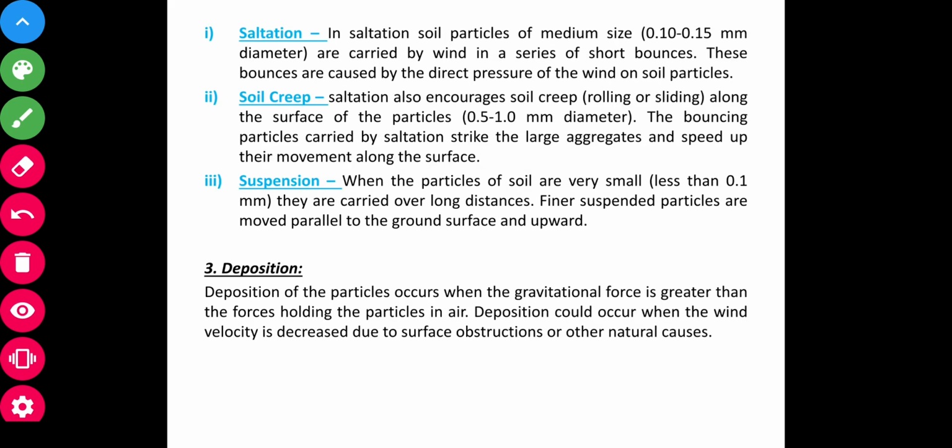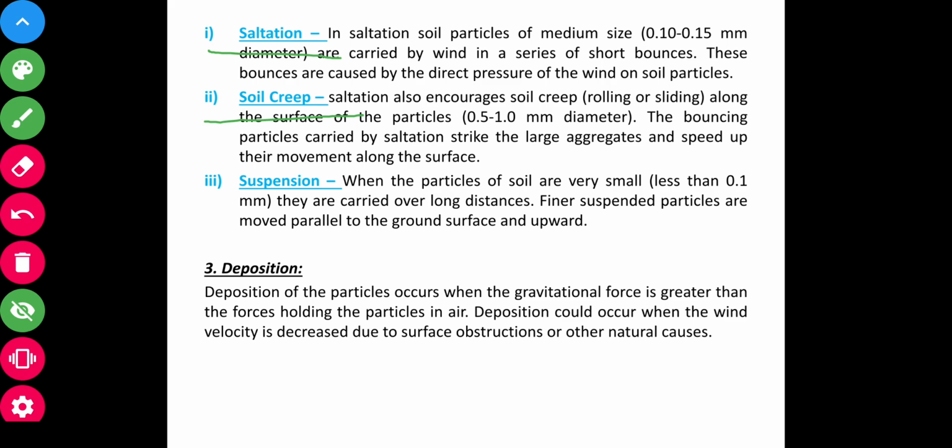But this transportation is completed in three different ways. The first one is the saltation. The second one is the soil creep. Soil creep is also called the surface creep. And the third one is the suspension.